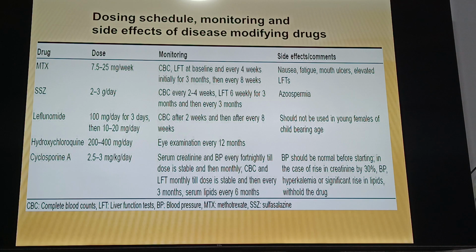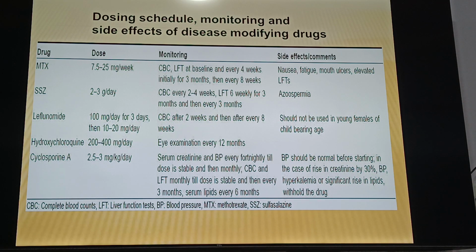So the methotrexate here may be 7.5 milligrams to 25 milligrams per week. Usually we use 10 milligrams, 15 milligrams, and we can uptitrate the dose to 20 to 25 milligrams. But usually in 80% of the patients we use 15 mg of the methotrexate.